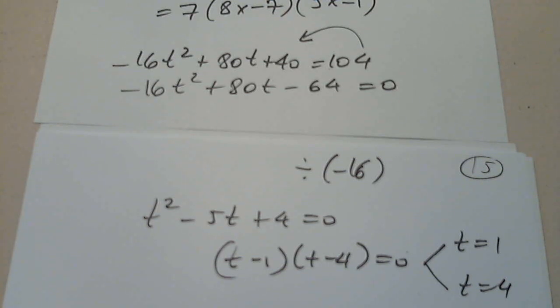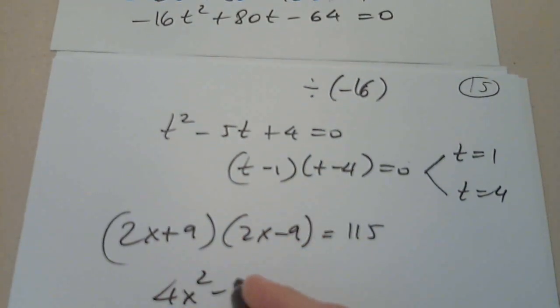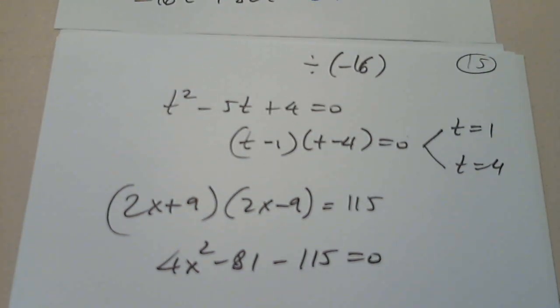Use a given area for the dimensions of the equation. So base times height: you have 2x + 9 and 2x − 9 set equal to 115. Base times height equals 115. Okay, I'll come back. I copied it. I just want to use the Pythagorean theorem. We're going to look at that too. So of course what you have here is 4x² − 81 − 115 = 0, and you'll combine like terms and try to simplify and then factor.